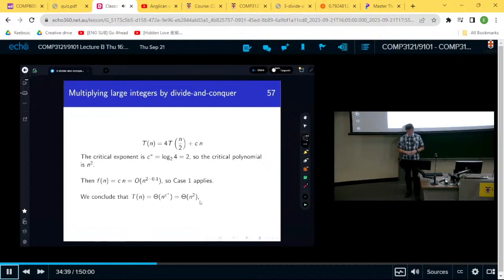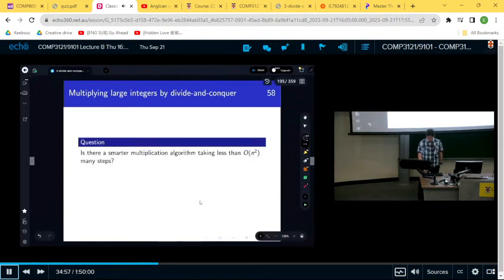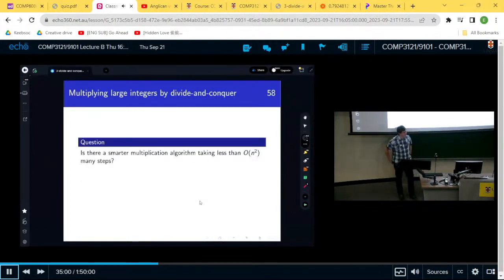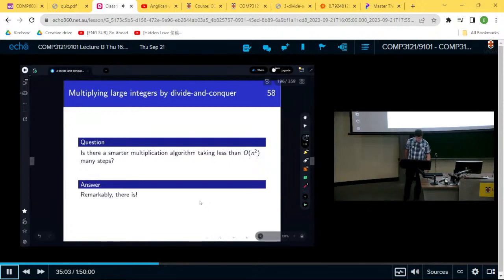Which means that we started off from a very simple algorithm with running time n squared, used our fancy divide and conquer mechanism, and ended up with a running time of n squared. So we have made no progress at all. Okay. But still the question remains, is there a smarter way to do this? Actually, there is.